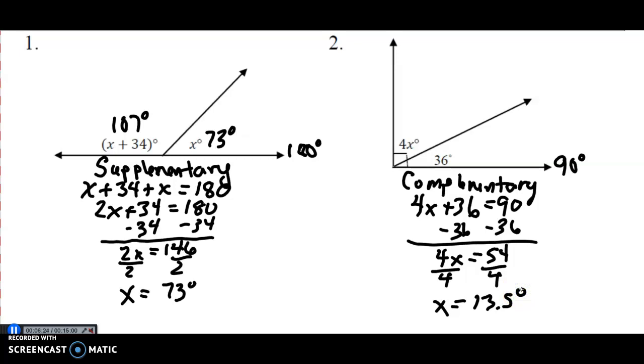And then, of course, the last part is we want to go up here and we want to substitute to figure out what these angles are worth. This one's already done for us, so we have to do 4x. So I'll do 4 times 13.5. And when I calculate that, I get 54 degrees. And quickly to check to make sure I'm right, 54 plus 36 is equal to 90.